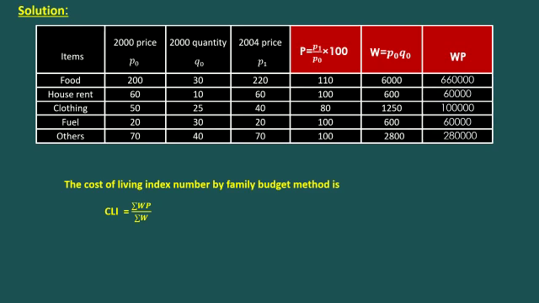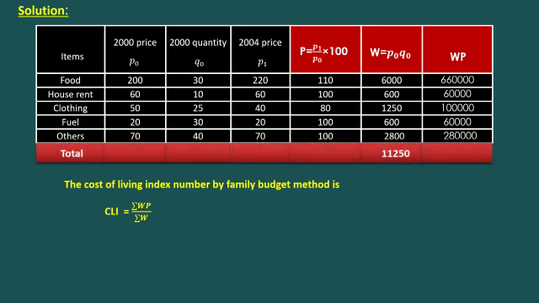Now, as we have got W and WP values for all the items, by adding the values, we get the total for W as 11,250 and the total for WP as 11,60,000. Next, we need to substitute these totals in the formula. We get CLI is equal to 11,60,000 divided by 11,250, and therefore the cost of living index number is 103.1111.